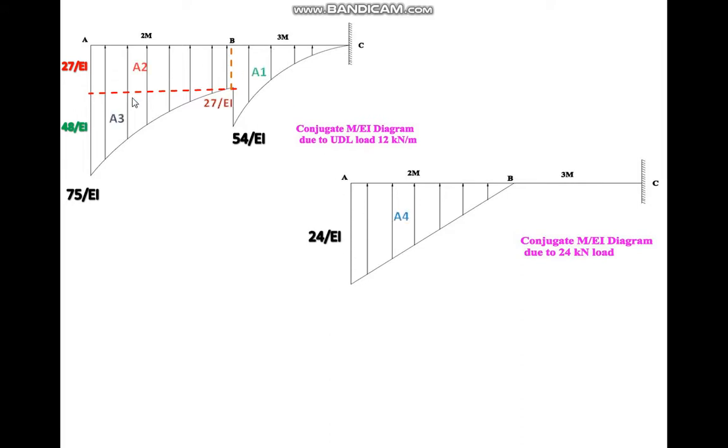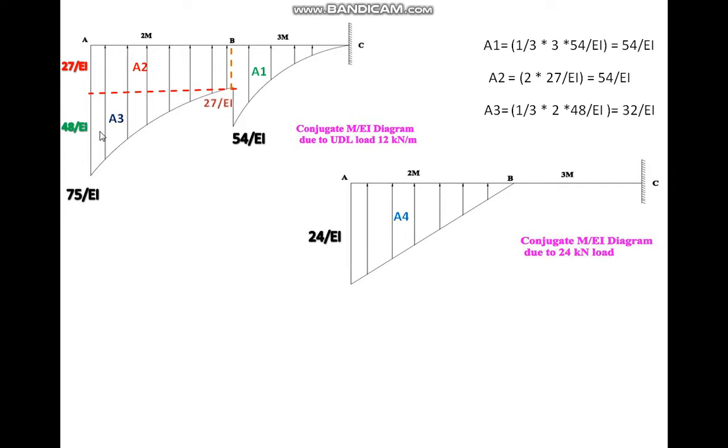Now calculate all the areas A1, A2, A3, A4 one by one. The area of the first component is one third of base into height: base is 3, height is 54 by EI, so A1 is 54 by EI. A2 is rectangular, 2 times 27 by EI, giving 54 by EI. The third component is also parabolic, one third of base 2 and height 48 by EI, giving 32 by EI. The fourth component is a triangle, A4 equals half into base into height, giving 24 by EI.